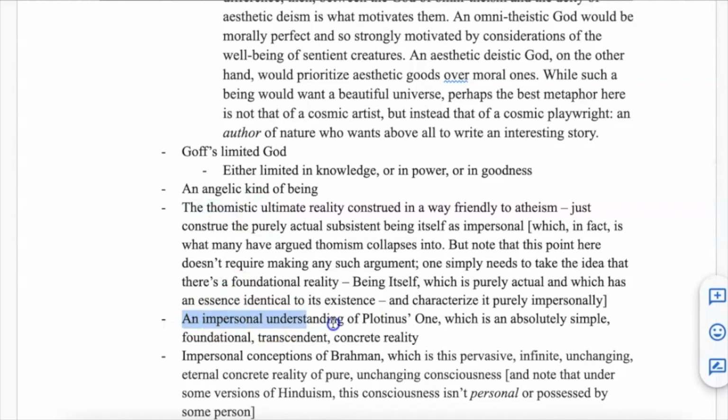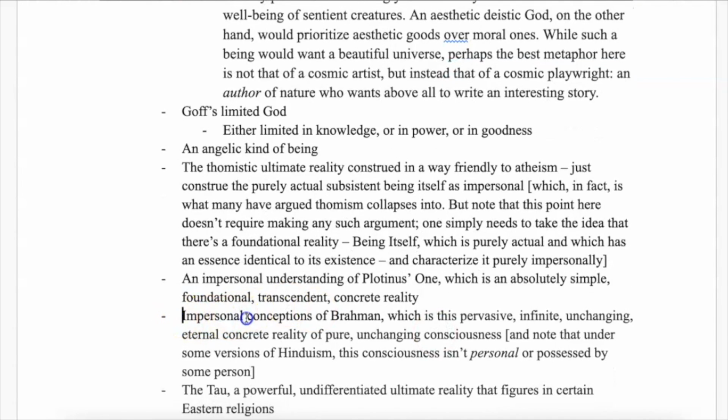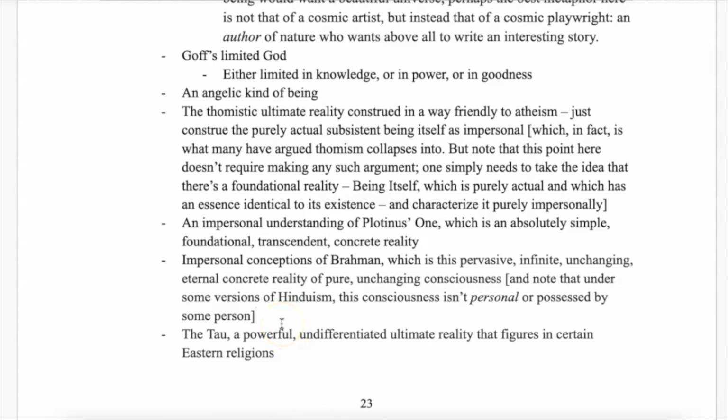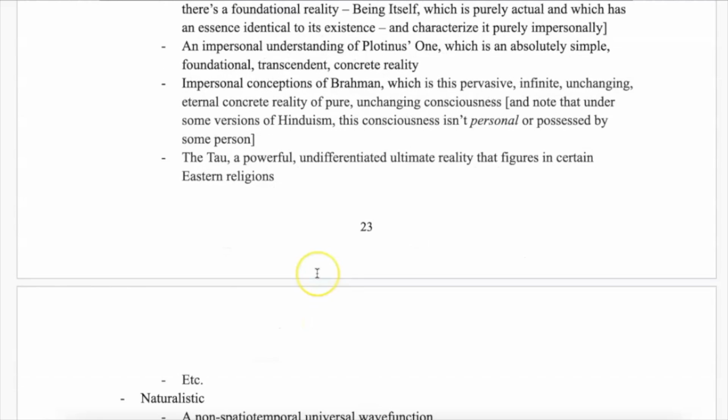Similarly, one might go for an impersonal understanding of Plotinus as one. Right? Plotinus was a Neoplatonic philosopher who posited an absolutely simple, foundational, transcendent, concrete reality, which is the source of the existence and unity and oneness of every composite reality. So long as we characterize such a thing impersonally, this is going to come out as a non-naturalistic but non-theistic candidate for what a first cause might be. Similarly, there are impersonal conceptions of Brahman, which is this pervasive, infinite, unchanging, eternal concrete reality of pure, unchanging consciousness. And note that under some versions of Hinduism, this consciousness isn't personal or possessed by some person. The non-naturalistic first cause might be the Tao, a powerful, undifferentiated ultimate reality that figures in certain Eastern religions, etc.